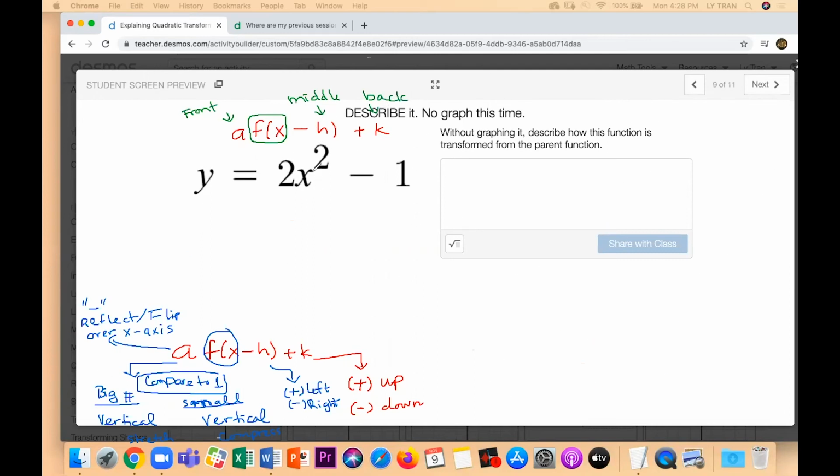So in this case right here, do you see any parentheses? No, right? So that means we are not talking about h. We only talk about a and k. So you look at k, this is minus k. So where do we go? Down 1. That's it.